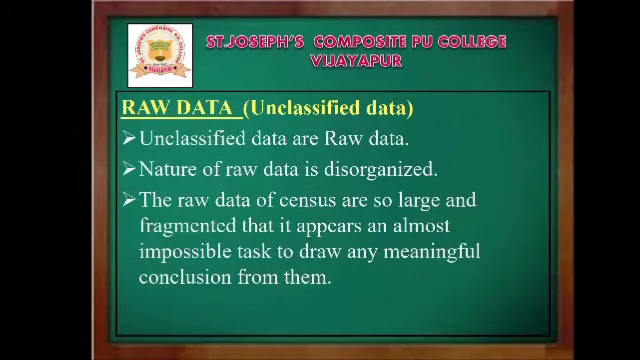Okay students, now let me discuss unclassified data or raw data. As you know the classification of data, then what is unclassified data or raw data? Raw data is nothing but unclassified data. That means the data which are not organized. So these are disorganized things. Take for example the raw data of a census, the census of India, which reveals the population growth of our country.